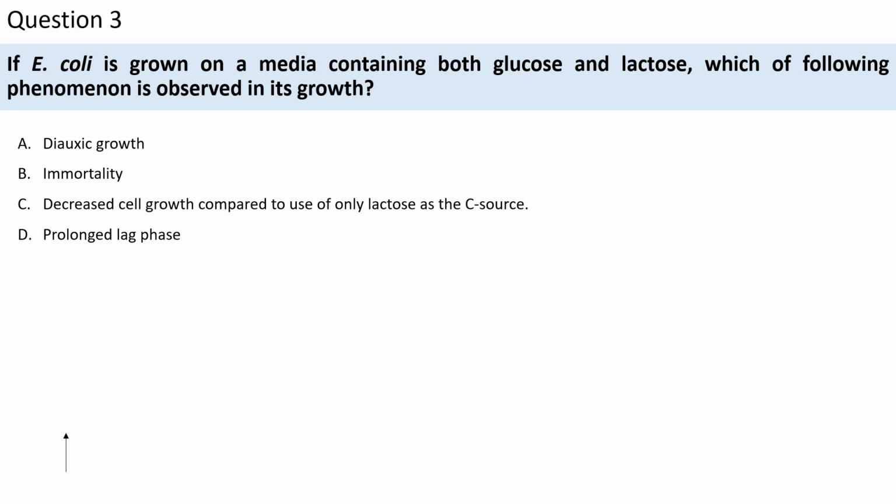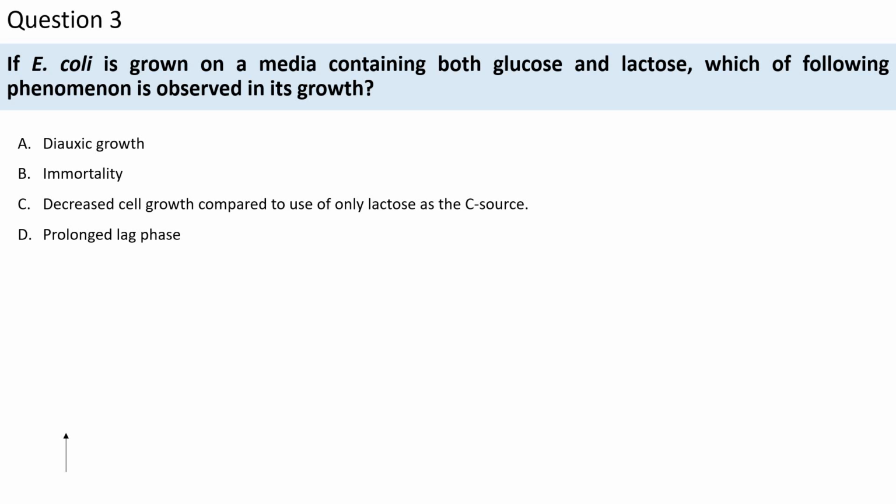If E. coli is grown on a media containing both glucose and lactose, which of the following phenomena is observed in its growth? If two carbon sources are given in the media, what is the phenomenon being observed? Option A, diauxic growth. Option B, immortality. Option C, decreased cell growth compared to the use of only lactose as the carbon source, and prolonged lag phase.